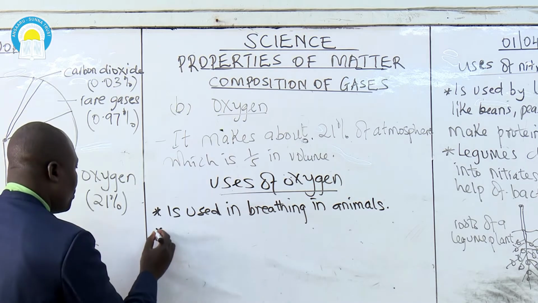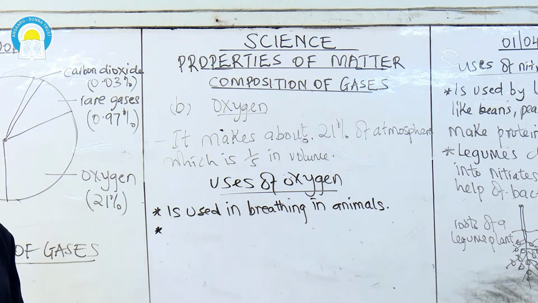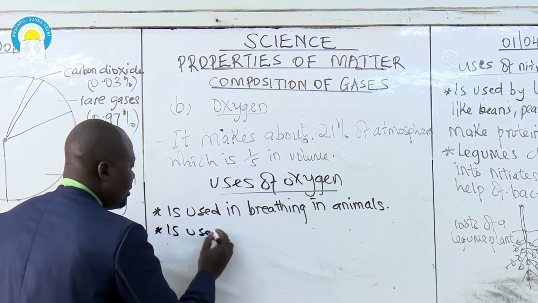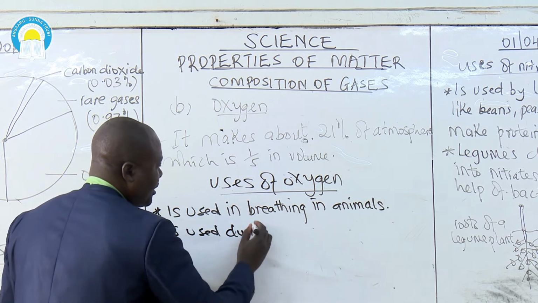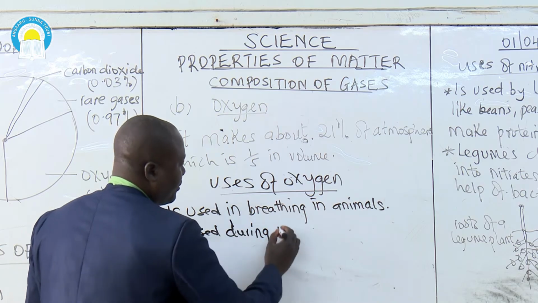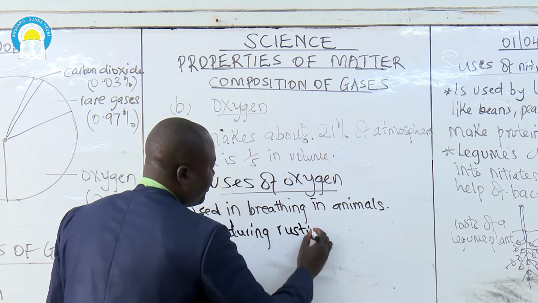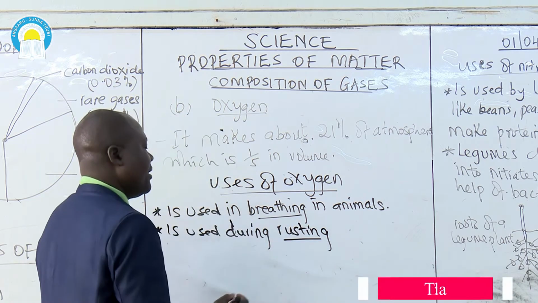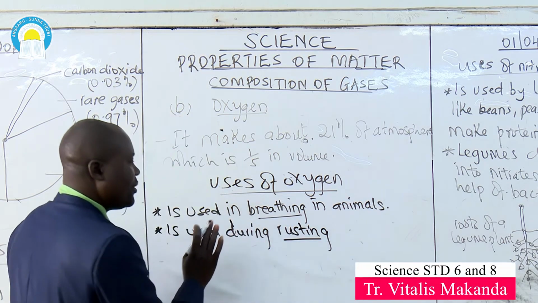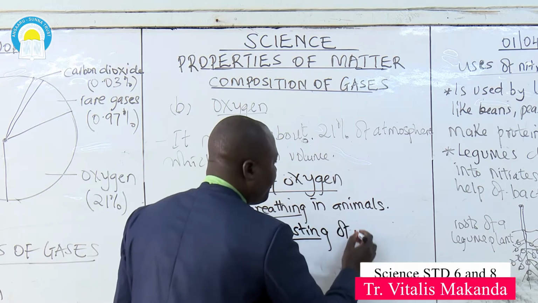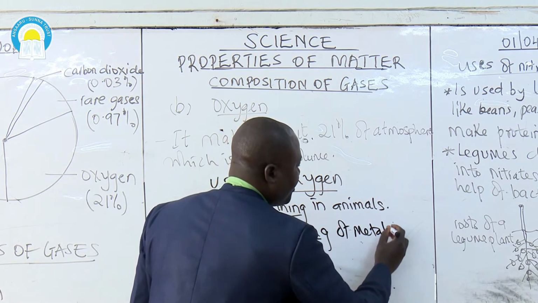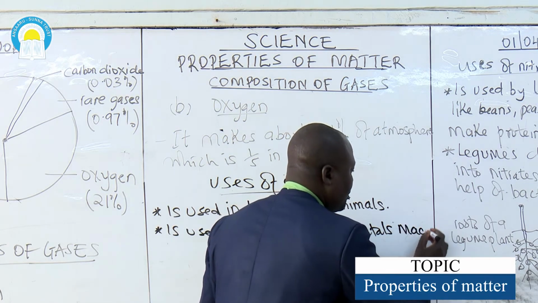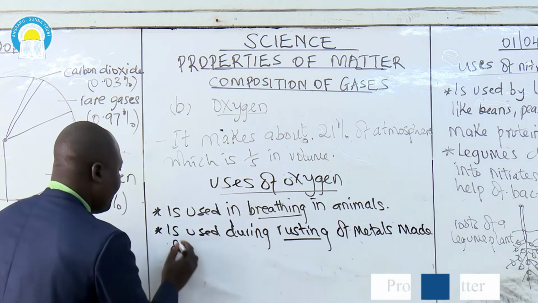Then number two, oxygen is also used during rusting. So the keyword is rusting. Then breathing, there is the keyword. It is used during rusting of metals made of iron.